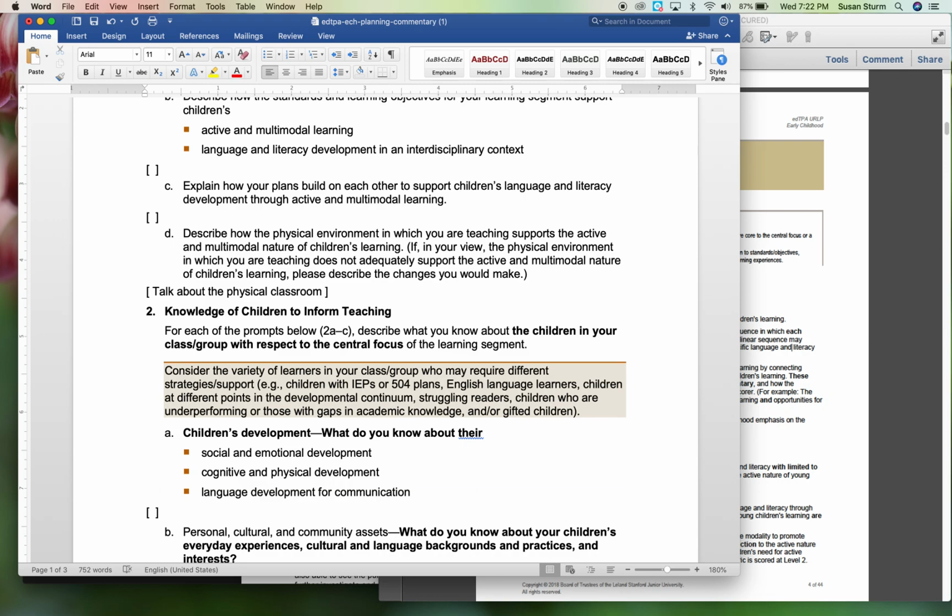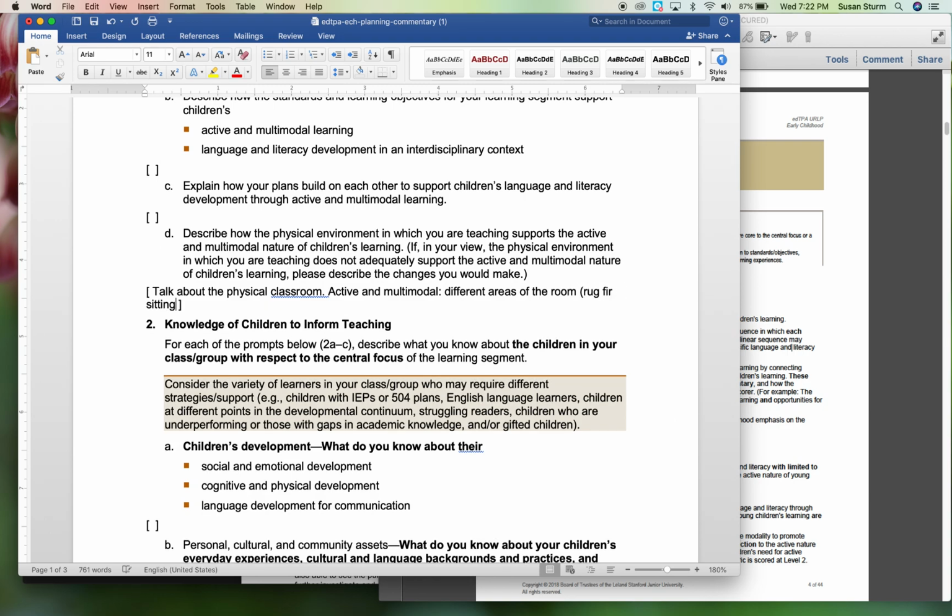And when you're focusing on active and multimodal, you need to talk about things like the different areas of the room. Is there a rug for sitting? Are there tables? Are there tables at the student's height?